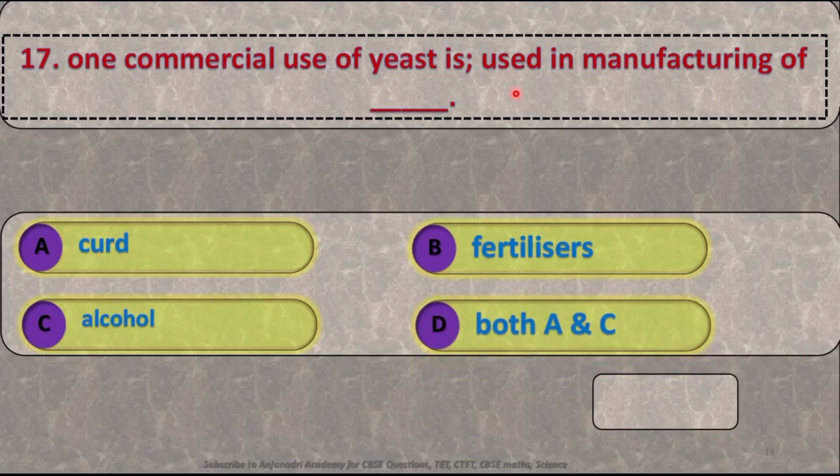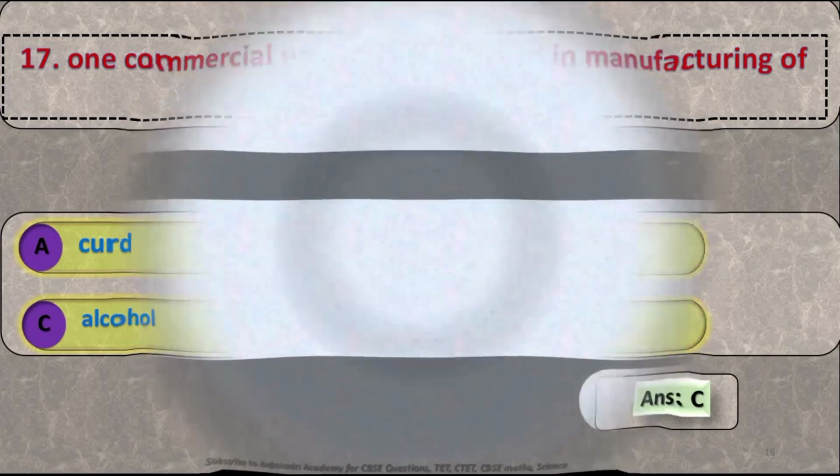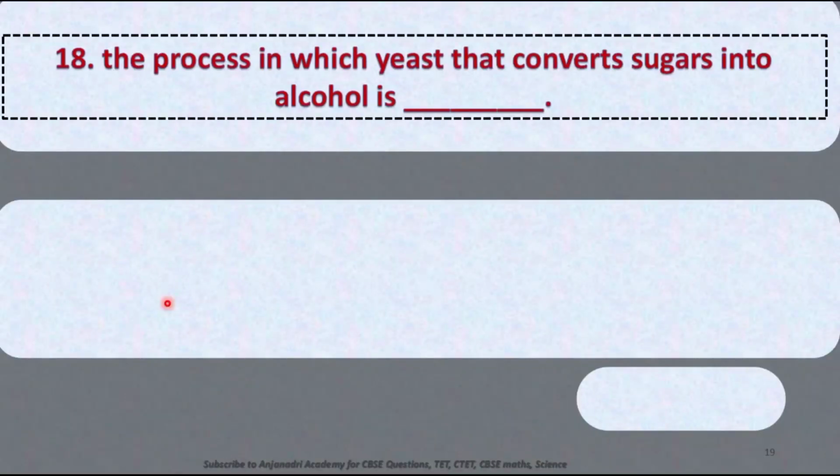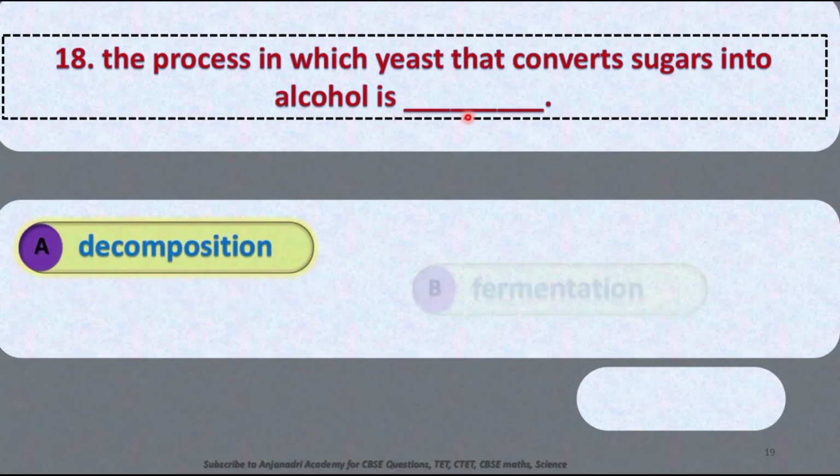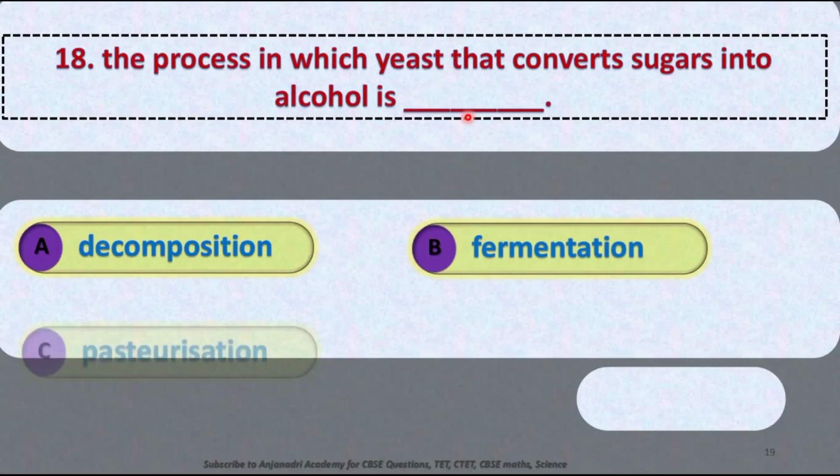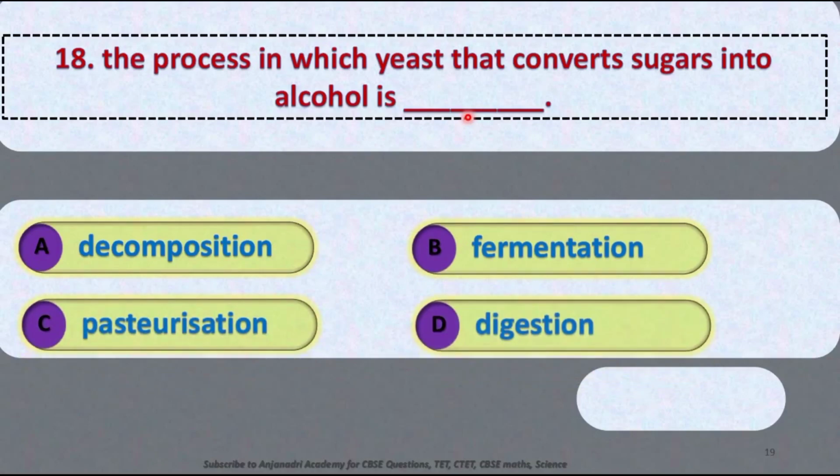We know that yeast are used in the preparation of alcohol by the process of fermentation. The process in which yeast converts sugar into alcohol is known as decomposition, fermentation, pasteurization, digestion. The correct answer is option B, fermentation. It converts sugar into alcohol.